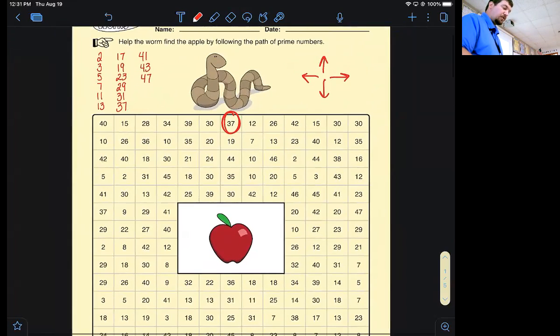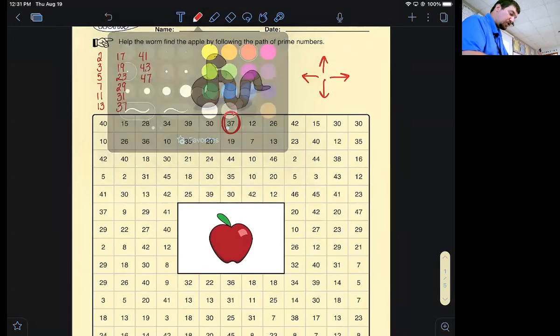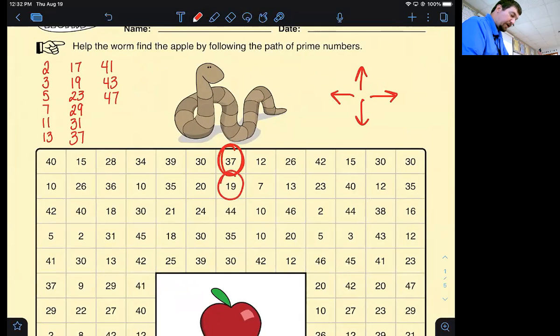Now, the reason I made my list go to 50 is because on this maze you have here, the numbers all go up to 50. So what you need to do is travel your way through this maze, only going up, down, left, right, and circling the prime numbers as you go. It's like a maze, right? So the worm is eating his way through the dirt to the apple, I guess. You can go straight down. It's exactly what I would do. I'd go straight down. And remember, you're looking for these prime numbers up here on the top of the page.